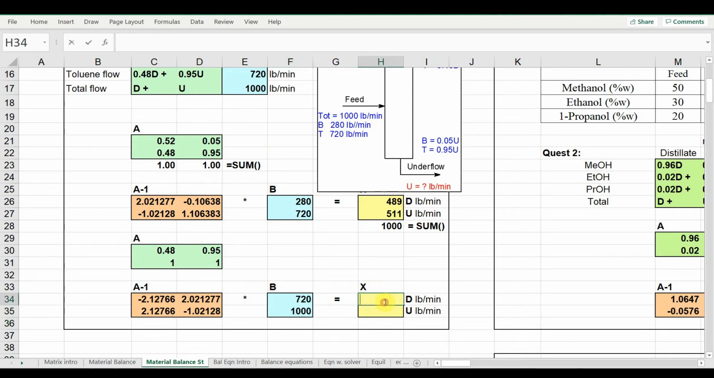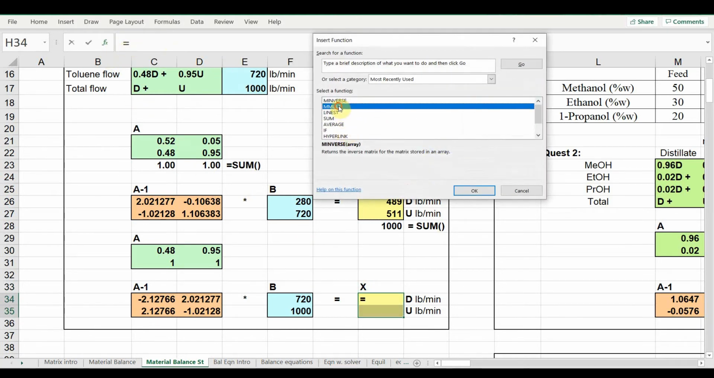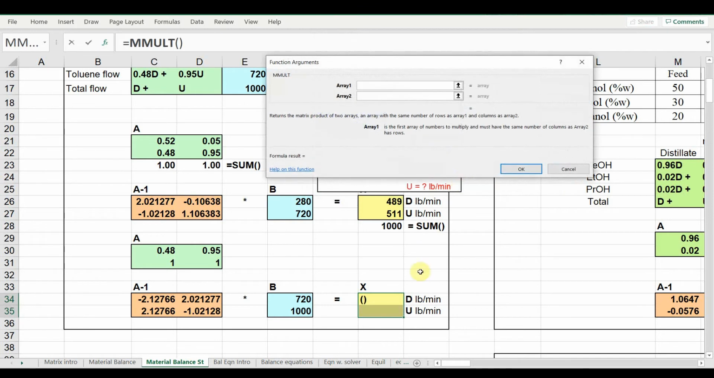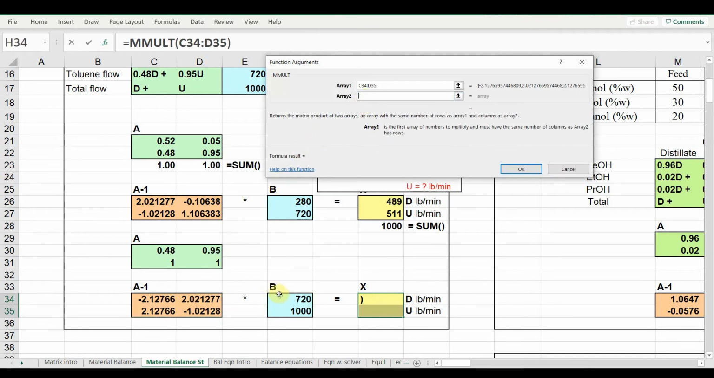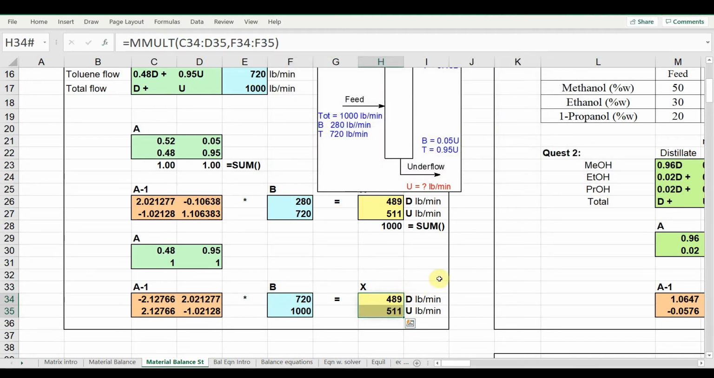And the matrix of the variables, select the two cells, insert a function MMULT, OK. Array 1 is the inverse matrix. Array 2 is the matrix of the constants, and say OK. We get the same values again. So as you can see, the solving of the matrices is very straightforward in Excel. The only challenge for you really is to set up the problems and write the equations using mass balance.